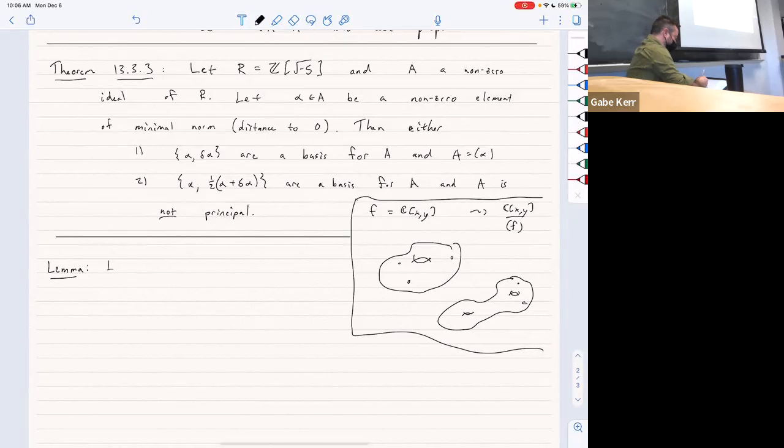So he says, okay, let A be a lattice. And let R, a real number, be the minimal distance between any two elements.